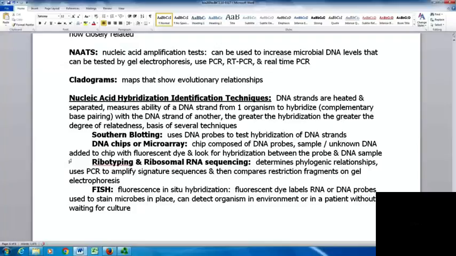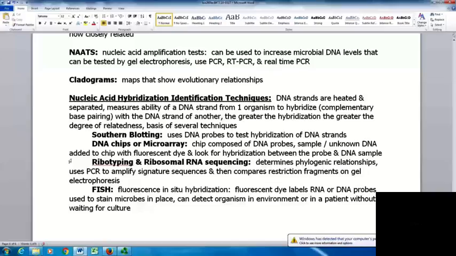With Southern blotting, you use DNA probes to test for hybridization of DNA strands. So you would have a DNA probe, and then you would look to see if it would hybridize with various DNA strands to identify things. DNA chips or microarrays are chips composed of DNA probes. The sample or unknown DNA is added to the chip with a fluorescent dye, and then you look to see where it hybridized. You're looking for hybridization between the probe and the DNA sample, and you can identify it based off of which sample it hybridized to.